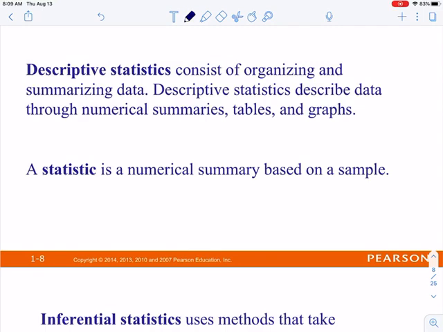Here's the one thing that I always like to say. Statistics starts with the letter S, and so does the word sample. So anytime you see the word statistic, you should immediately think sample. S.